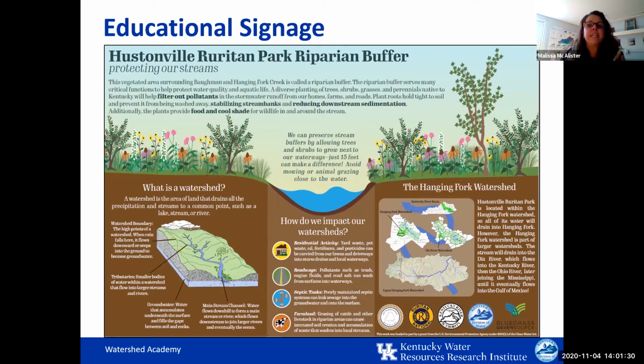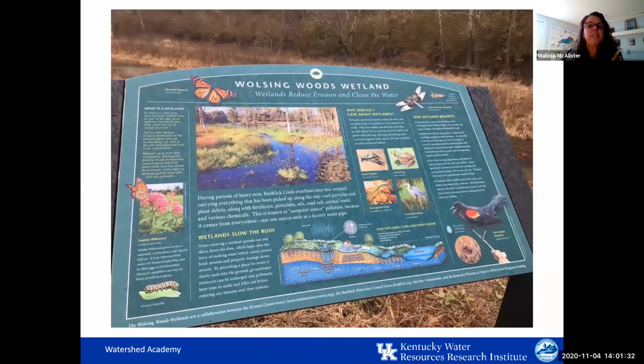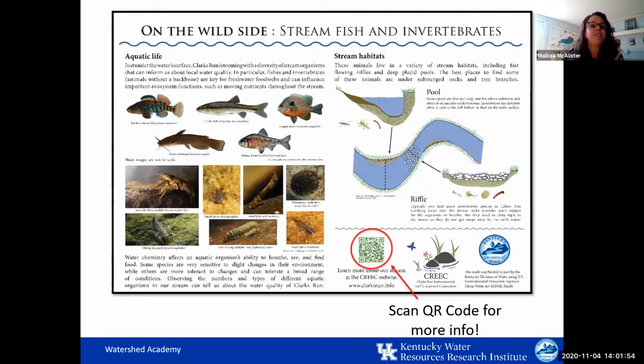Here's another example of an educational sign near the Woolsing Woods wetland in Kenton County. It has a lot of nice eye-catching visuals of the wildlife that the wetland supports and a graphic of how the wetlands help reduce stormwater runoff and reduce downstream flooding. And here's an educational sign with graphics related to aquatic life that is likely to be found in the stream and the associated stream habitat types.